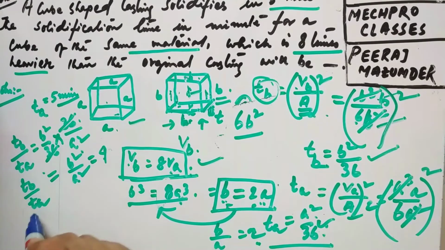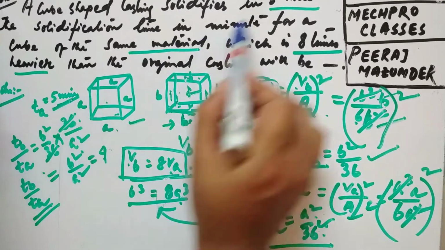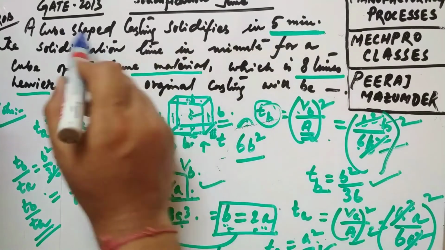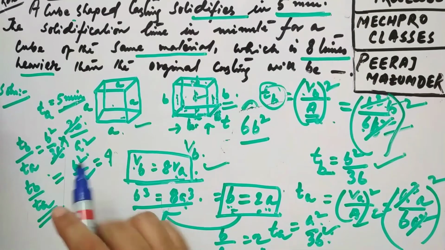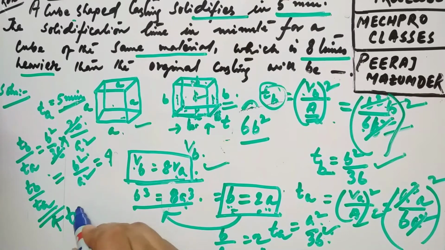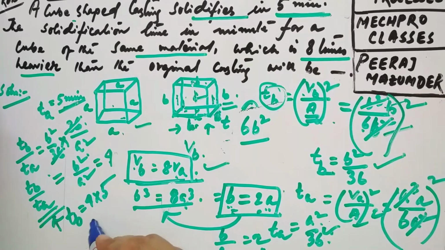Now look, TA is already given as 5 minutes. This one is provided in the question itself, that is the 5 minutes. The cube set original casting solidifies in 5 minutes. So TA is already supplied, TA is 5 minutes. So TB we can find as 4 into 5. No problem, that will give you 20 minutes.